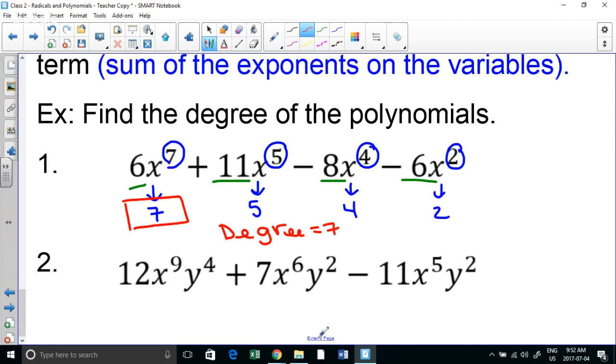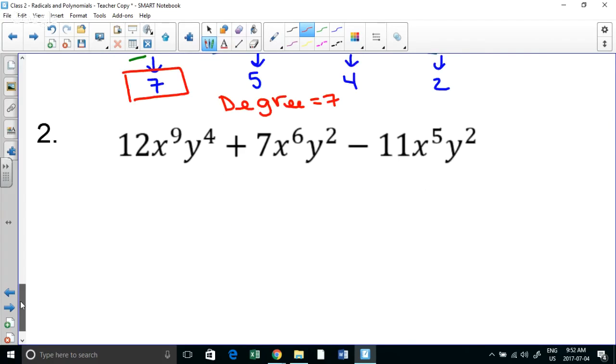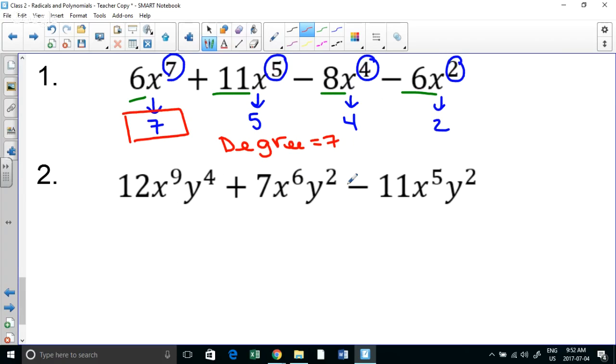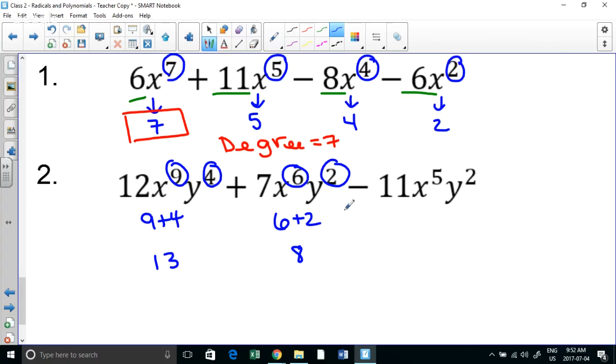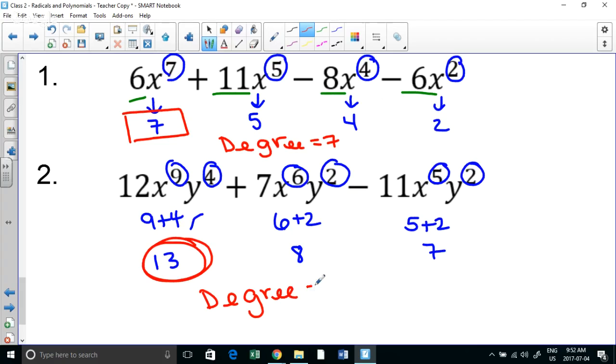So if we use this thinking for the second one, it's the same thing. But here we get 9 and 4, which is 13. Here we have 6 and we have 2, which is 8. And here we have 5 and 2, which is 7. So this term has a degree of 13. This term has a degree of 8. This term has a degree of 7. The degree of the polynomial is one of these numbers. The degree is 13.